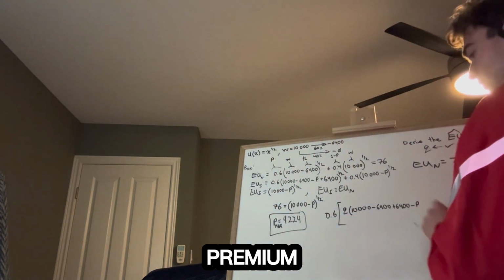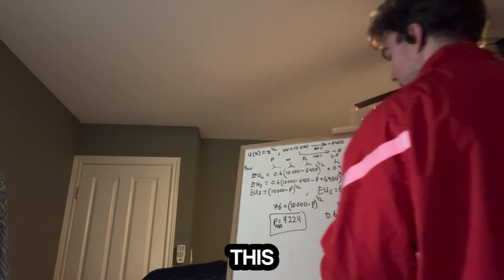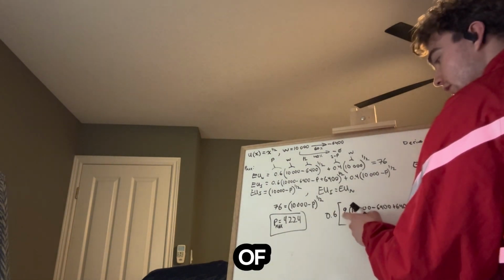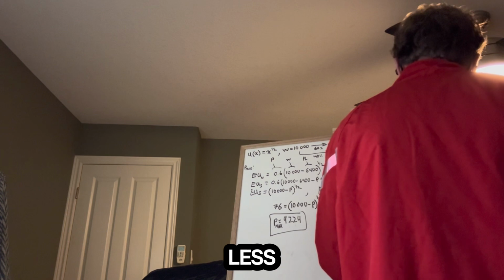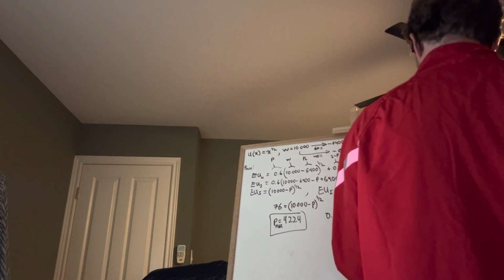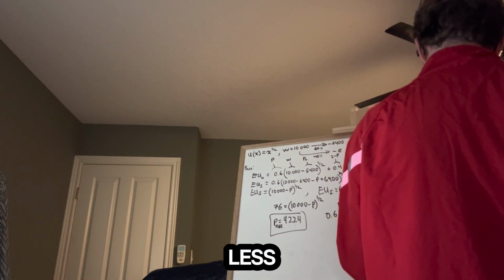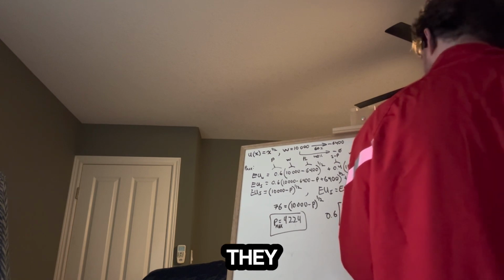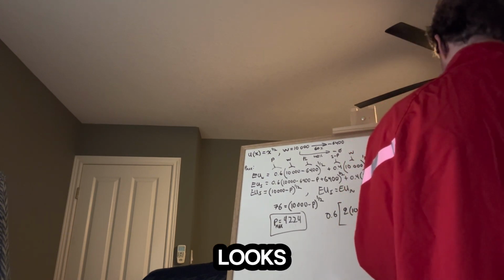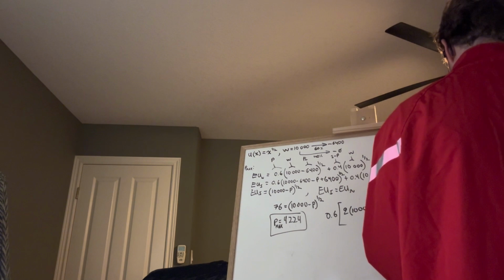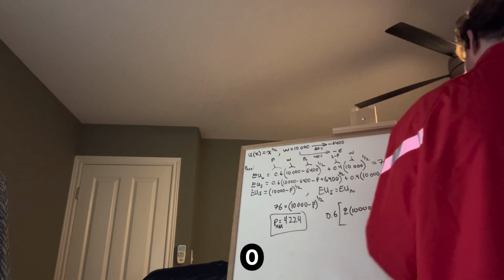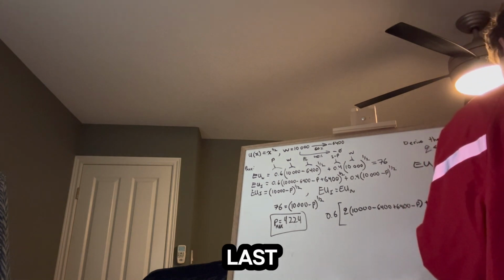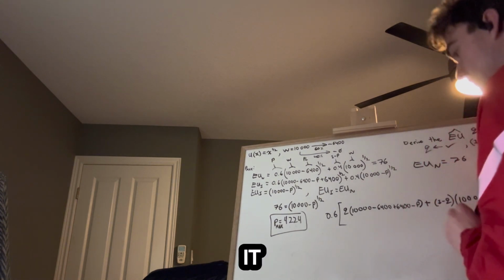They're still paying the premium. This is the probability of the insurance company paying. Q is when they pay. Less 1 less Q. So when they don't pay. So this looks like 10,000 less 6,400 less P. And that's it.